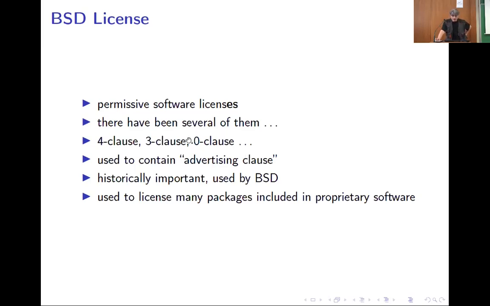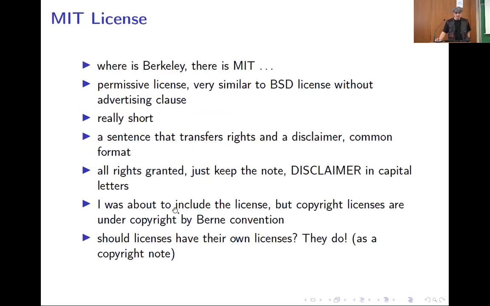It is historically important, used by Berkeley Software Distribution, something like another version of Unix. And it is used to license many packages included in proprietary software now, and also many free software packages. MIT license is not much different. Whereas Berkeley, there is MIT. Permissive license, very similar to BSD license, without advertising clause, really short, a sentence that transfers rights and the disclaimer, common format. All rights are granted, just keep the note, the disclaimer in capital letters is included, that's the license.